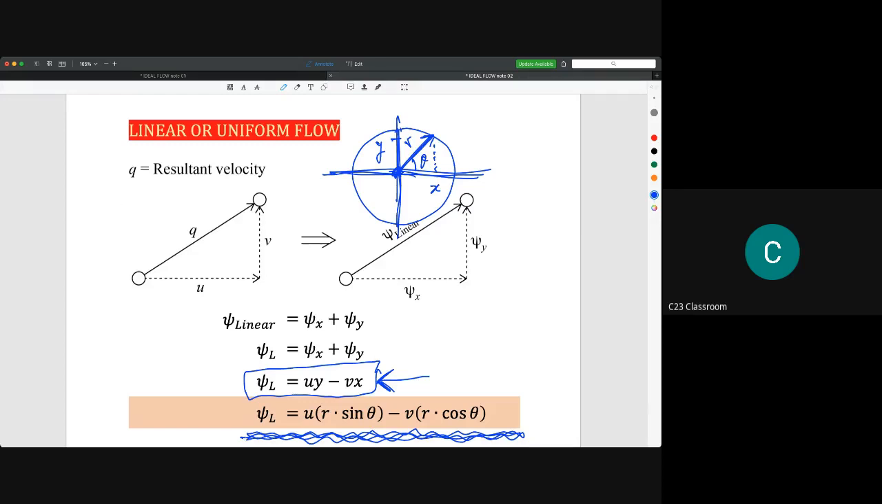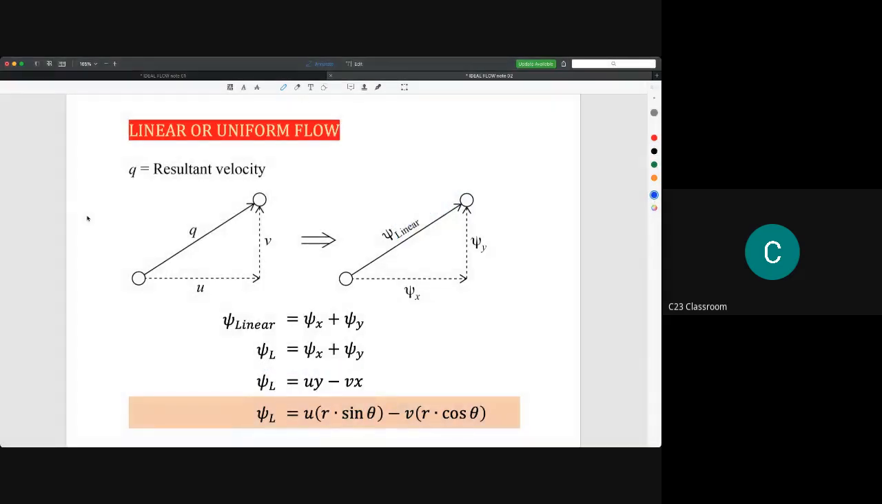Okay, so this is the basic stream function that you should know: linear or uniform flow. It is psi linear equal to uy minus vx, or ur sine theta minus vr cos theta.